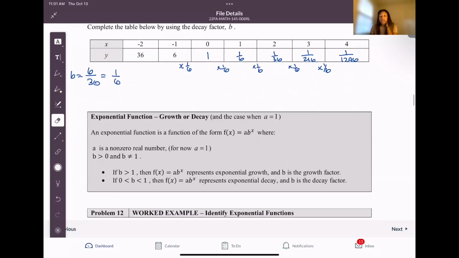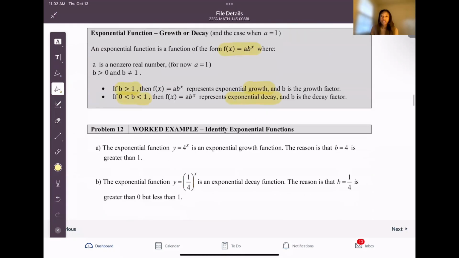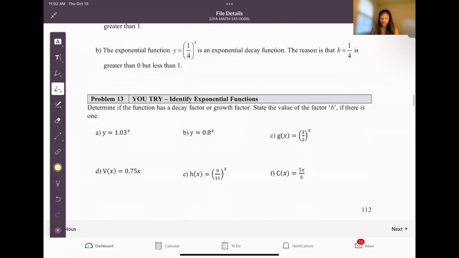All right, next, it kind of summarizes what we talked about earlier with exponential functions that were growths, but now we're adding decays to it. So for an exponential function of the form a times b to the x, when b is greater than 1, we have a growth. But when b is between 0 and 1, we have an exponential decay. Number 12 is a worked out problem, so we're going to skip over that and go to the next U-try.